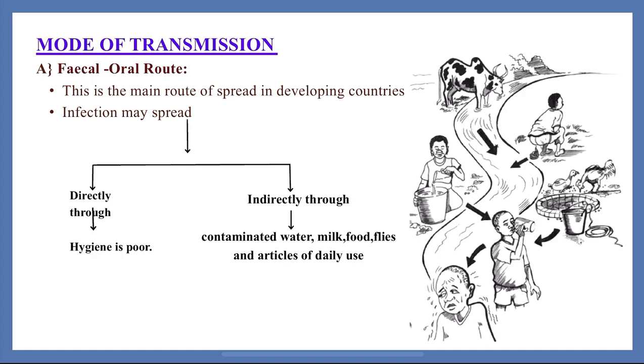Since hygiene is poor, it can spread directly through the fecal-oral route, and it can also spread indirectly through milk, water, food, flies, and articles of daily use. Is it clear? It can spread especially through contaminated fingers, and indirectly through articles and food items.